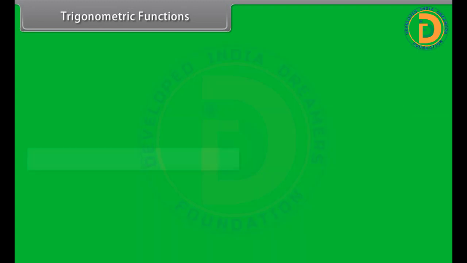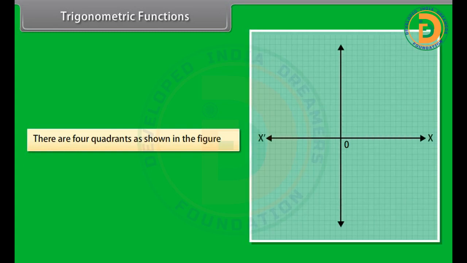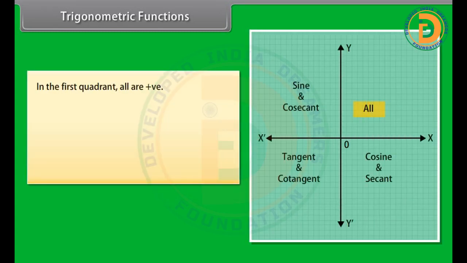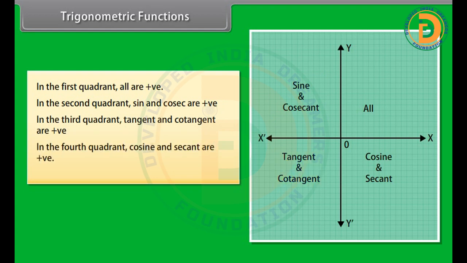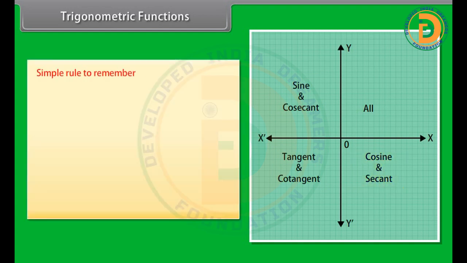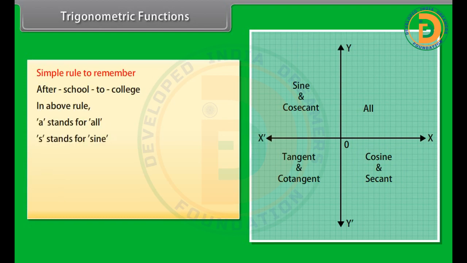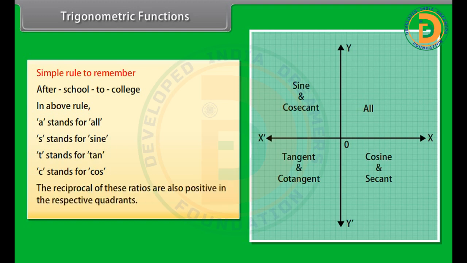Trigonometric functions. There are 4 quadrants as shown in the figure. In the first quadrant, all are positive. In the second quadrant, sine and cosec are positive. In the third quadrant, tangent and cotangent are positive. In the fourth quadrant, cosine and secant are positive. Simple rule to remember: After school to college. In this rule, A stands for all, S stands for sine, T stands for tan, and C stands for cos. The reciprocals of these ratios are also positive in the respective quadrants.